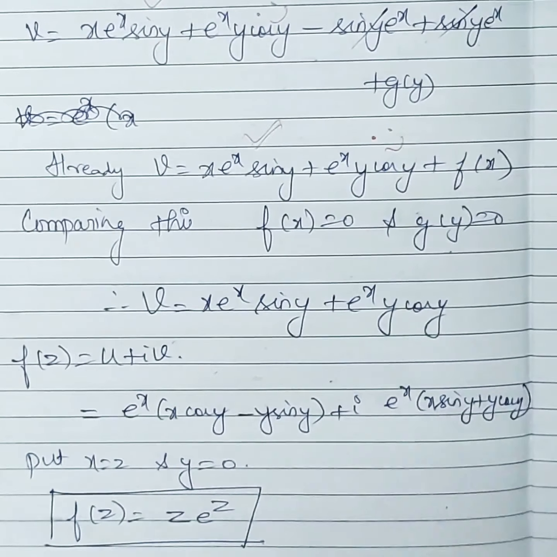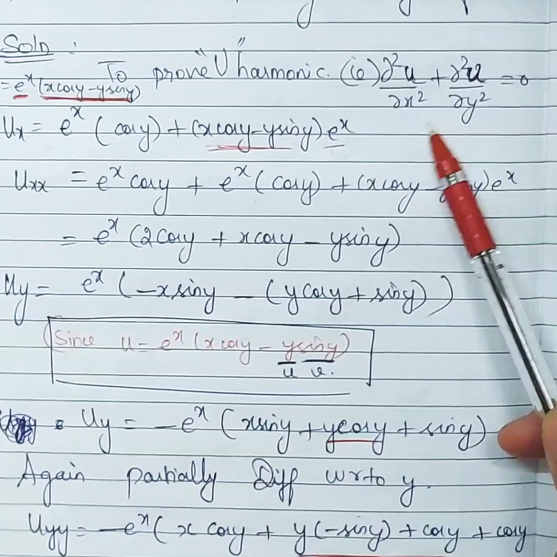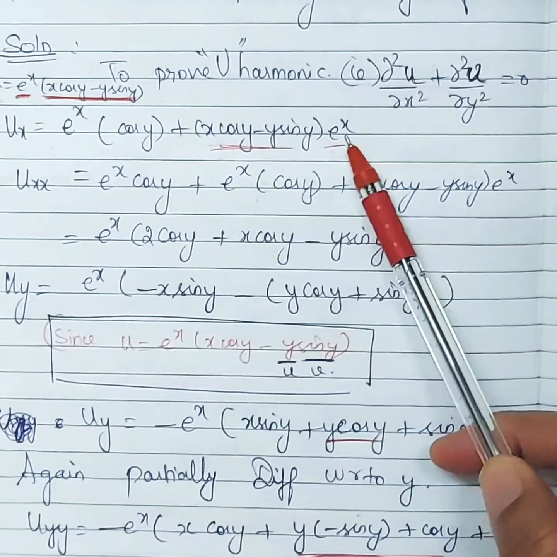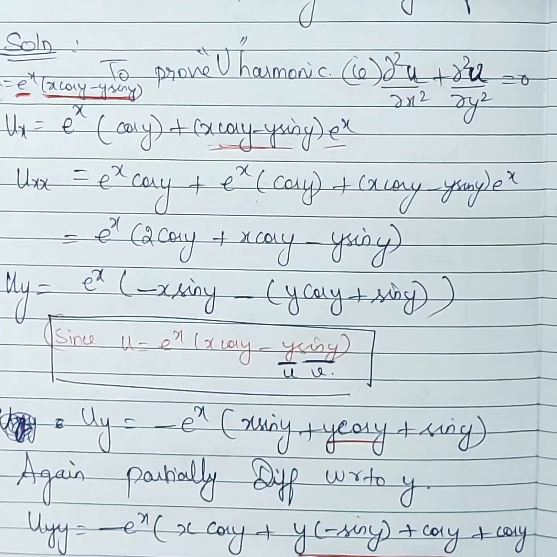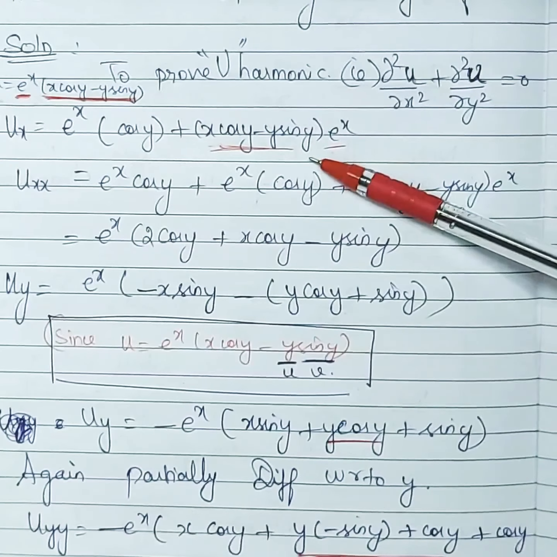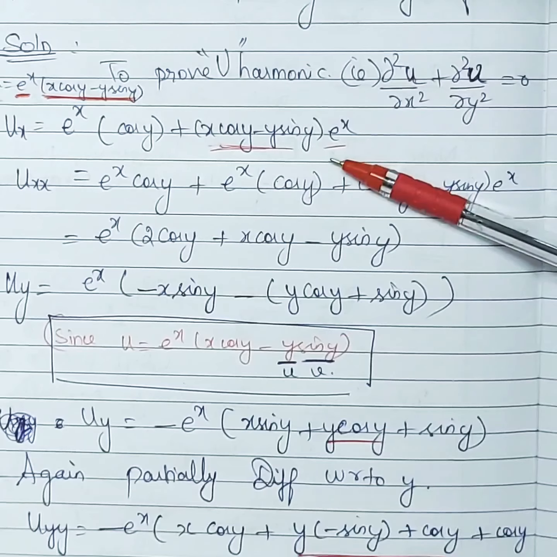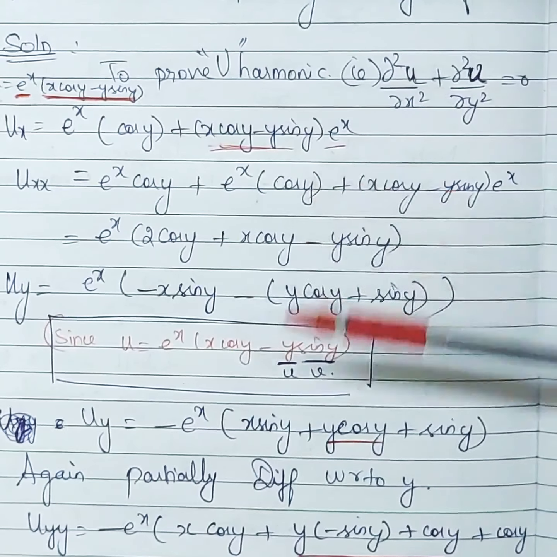So I'll repeat the procedure. Since in the question they asked us to prove that it is harmonic, we have proved del square u by del x square plus del square u by del y square is 0. And of course you have ux and uy, we will use this in the further formula. Because ux, I'll replace it by vy. After replacing by vy, I'll integrate with respect to y and add a function of x.